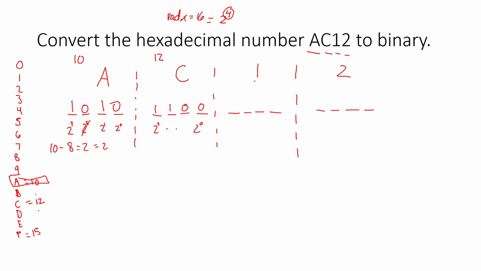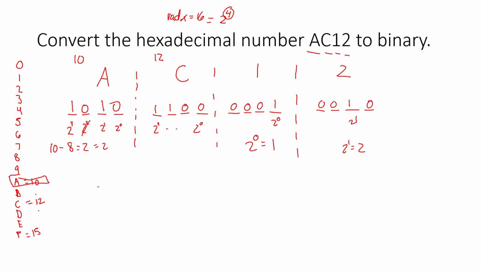What about 1? 1 is pretty much the easiest. It's just the last place, and everything else is 0. And what about 2? This place right here is 2 to the 1, and 2 to the 1 equals 2. And this place right here is 2 to the 0, and 2 to the 0 equals 1.